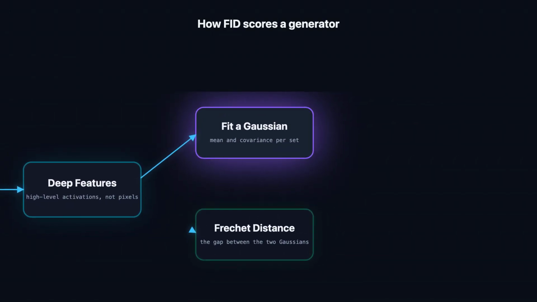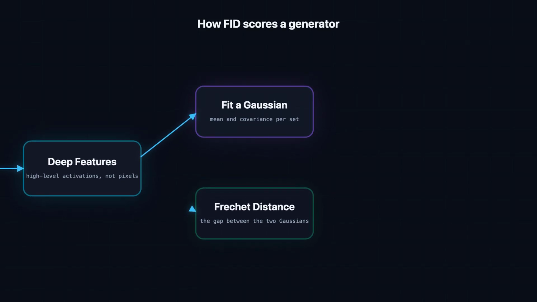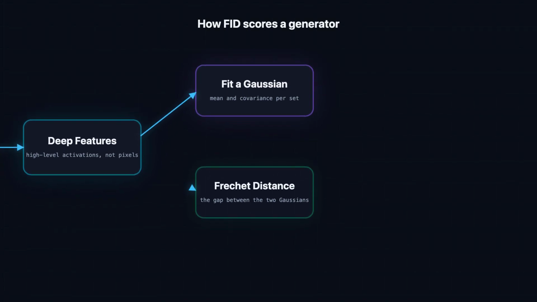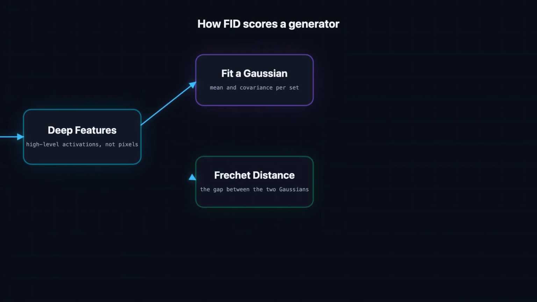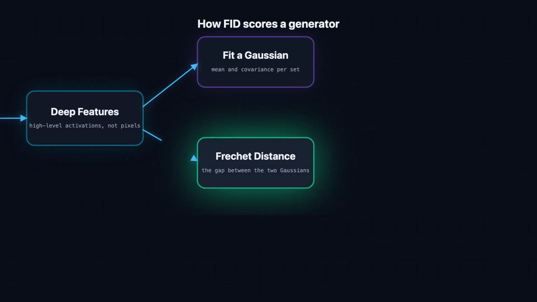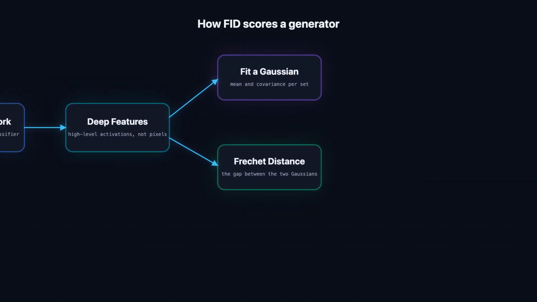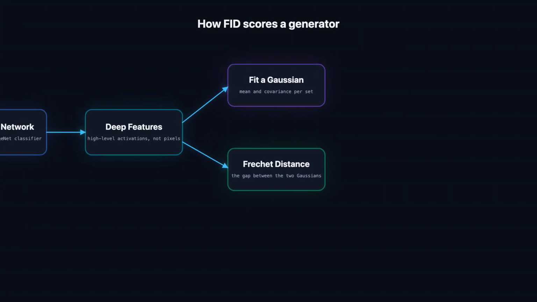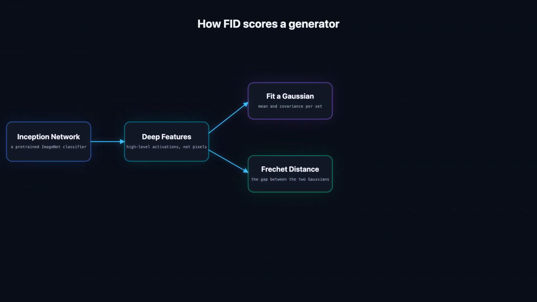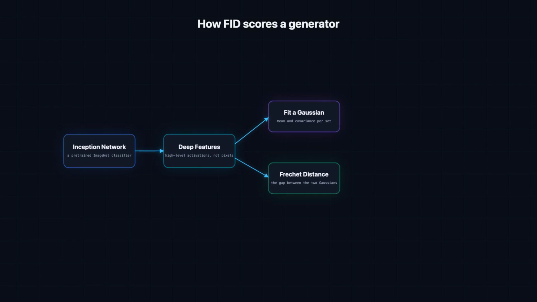Now we summarize. For the real images and for the generated images separately, we model their clouds of feature points as a multivariate Gaussian, computing a mean and a covariance for each set. The mean captures where the images sit on average, the covariance captures how they spread and vary. Finally, the payoff. We measure the Frechet distance between those two Gaussians, a single number for how far apart the real and fake feature distributions are, in both their average and their spread. Lower is better, and a perfect 0 would mean the generated statistics exactly match the real ones.